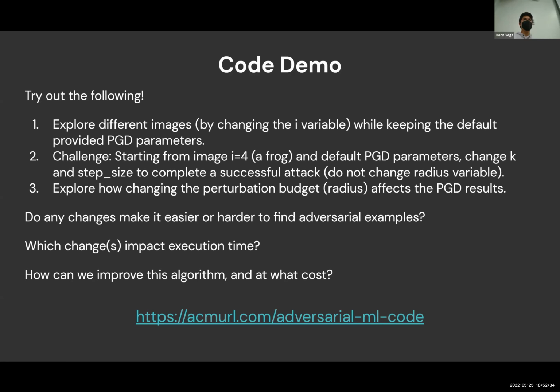Yeah, it would be the number of steps that you're taking, right? So your algorithm would be pretty much O of K, right? It's proportional to the number of steps that you're taking. Is there a way that we can improve this algorithm to maybe make it easier to find adversarial examples?